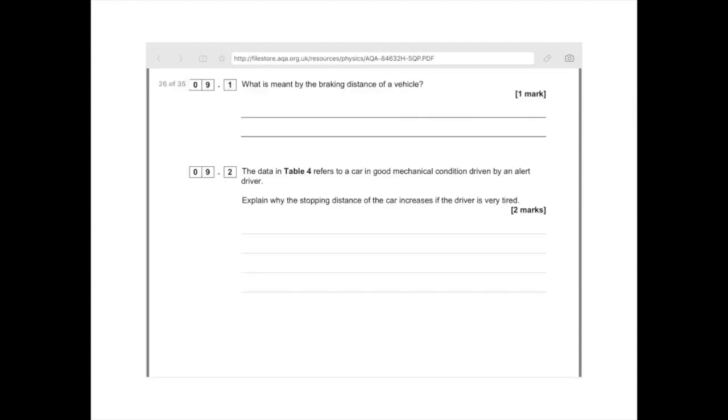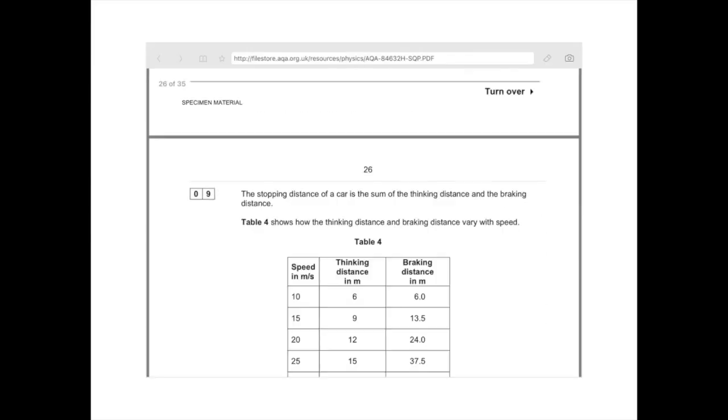The data in Table 4 refers to a car in good mechanical condition driven by an alert driver. Explain why the stopping distance of the car increases if the driver is very tired. Right, if the driver is very tired, clearly they're not going to be able to respond as quickly, so their reaction time will increase, and this will therefore increase the thinking distance, and therefore, because they've told us how stopping, thinking and braking distance all link, therefore the stopping distance will increase too.